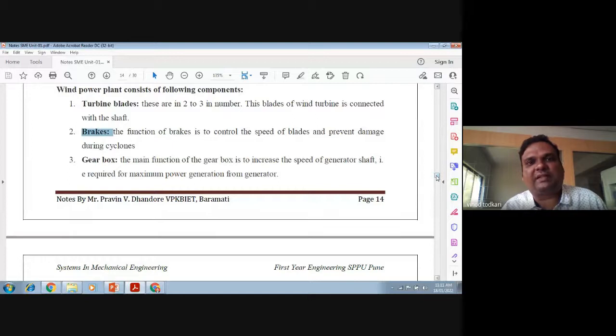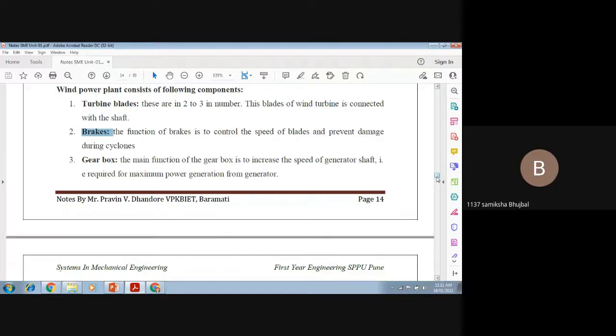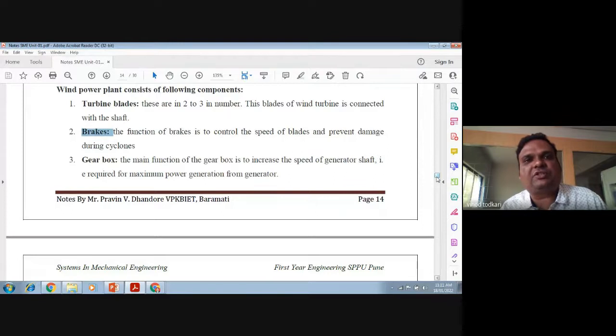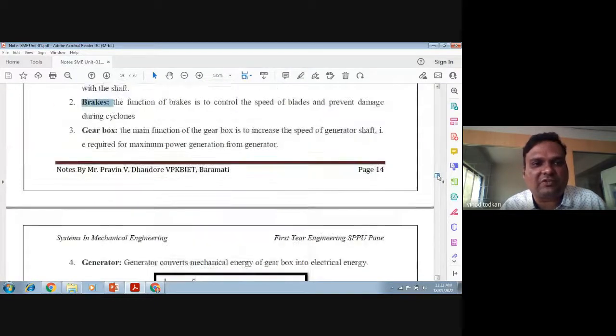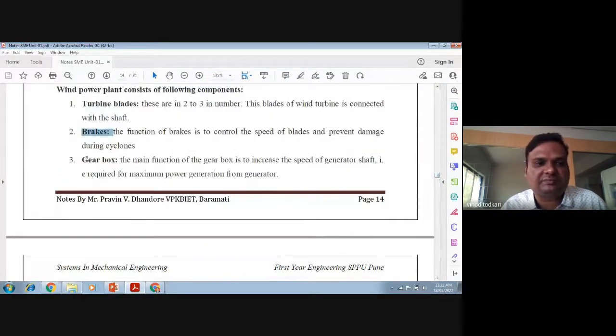So tell me, why is it required to control the speed of blades? To prevent them from damage when there is a storm. Excellent. To prevent them from damage during cyclones. During rainy season, sometimes the wind blows with very high speeds, right? So that can damage the turbine. So to maintain the speed, we use brakes. Now tell me, what is the function of gearbox?